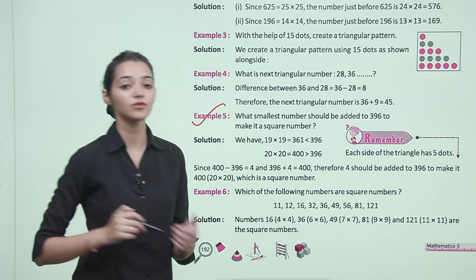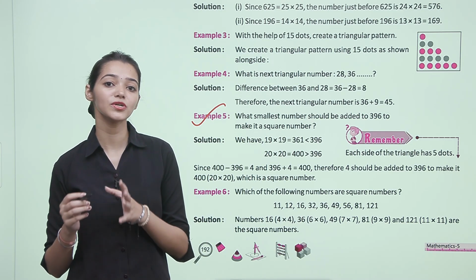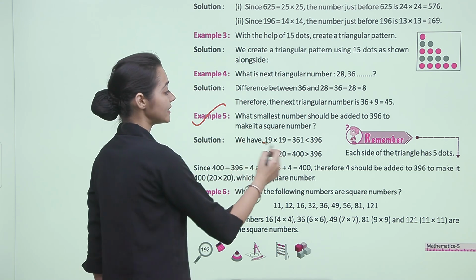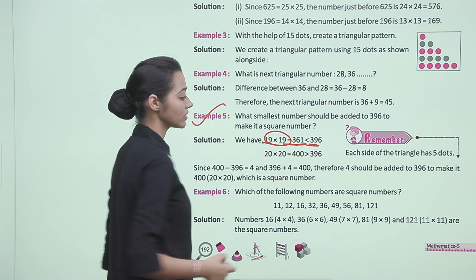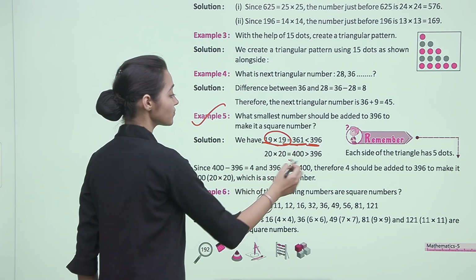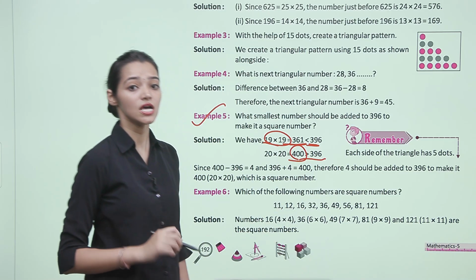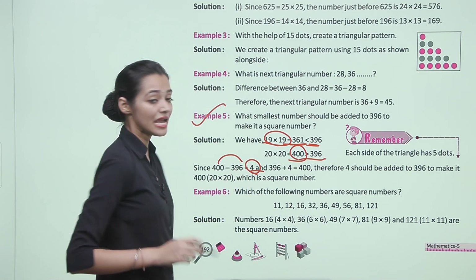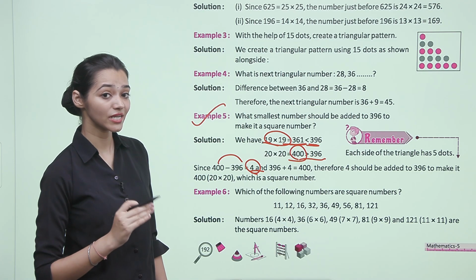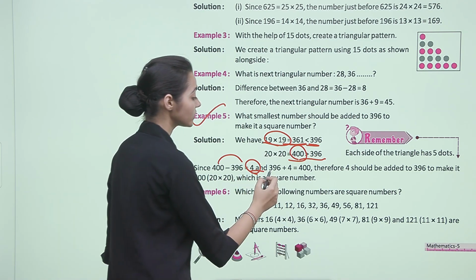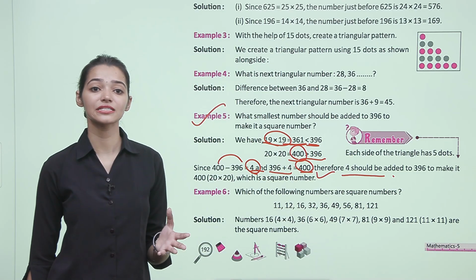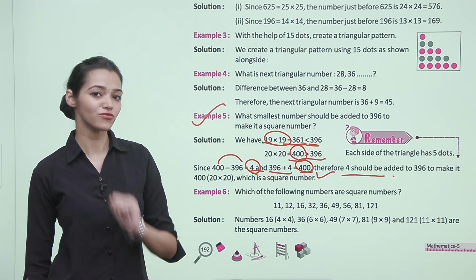Now let's start with example number 5. What smallest number should be added to 396 to make it a square number? As we know, 19 square is 361, which is less than 396, and 20 square is 400, which is greater than 396. After subtracting 400 minus 396 we get 4, and if we add 396 plus 4 it becomes 400, and therefore 4 should be added to 396 to make it a square number of 20.